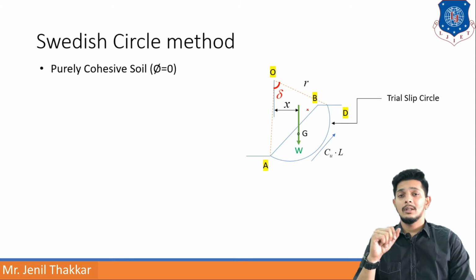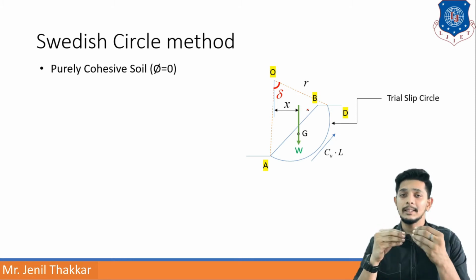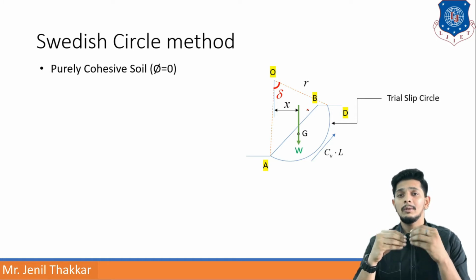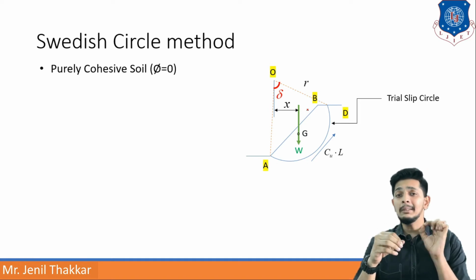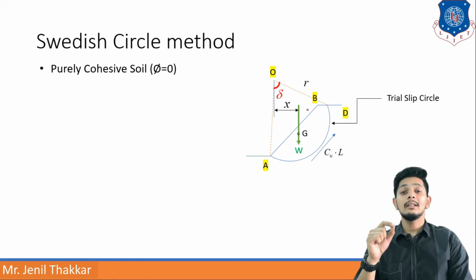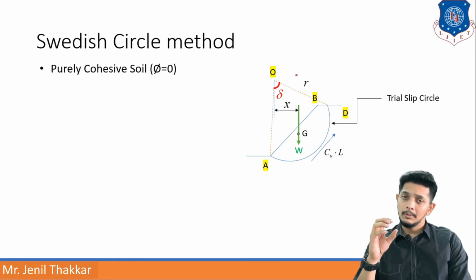Now in the Swedish circle method, they basically assumed a number of trial slip circles, and you try all the slip circles one by one. Whichever case gives the minimum factor of safety will be the critical failure plane, because where safety is minimum, there the failure will happen. Let us understand this figure in depth.